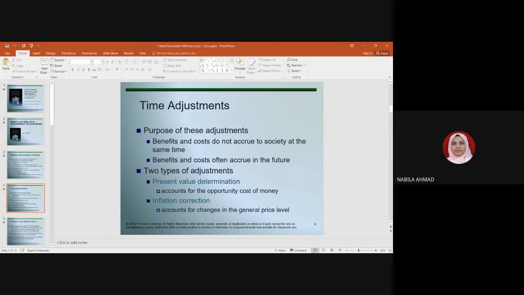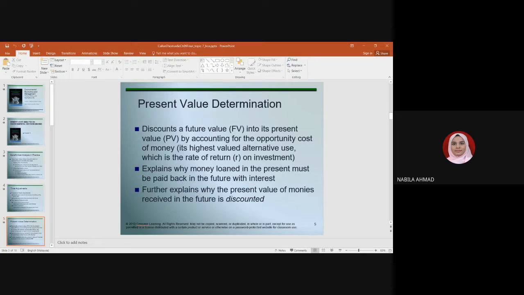So the first one adalah present value adjustment. Present value determination ni two types of adjustment dalam for time adjustment lah. Okay. So the first one is present value determination and the second one is inflation correction. So apa itu present value determination? So this accounts for the opportunity cost of money. So this is for opportunity cost of money. And untuk inflation pula adalah adjust for changes in the price level. So whenever bila kita sebut pasal inflation, dia mesti adjusted according to the price level. Okay. So what is present value determination?